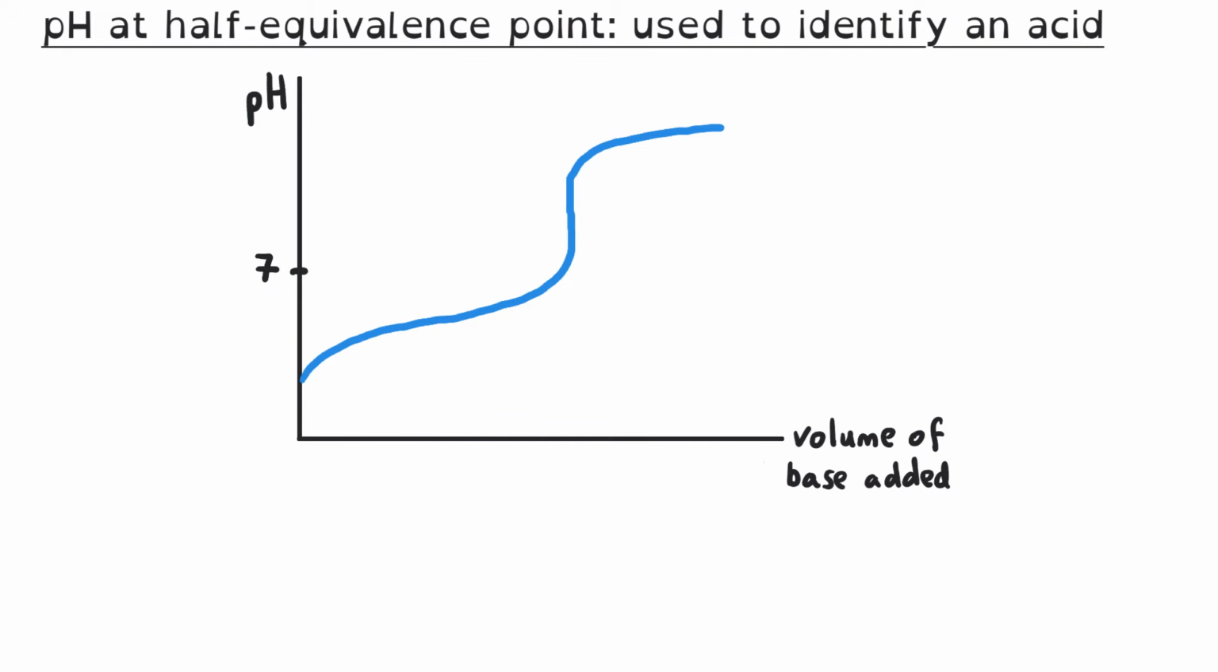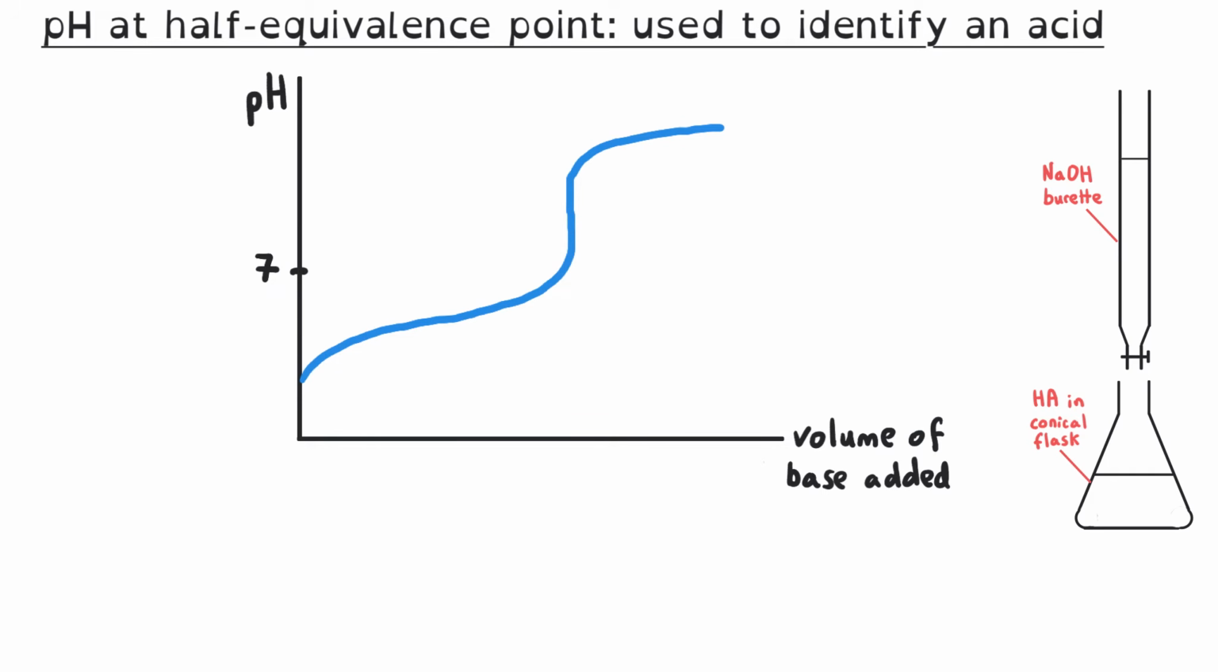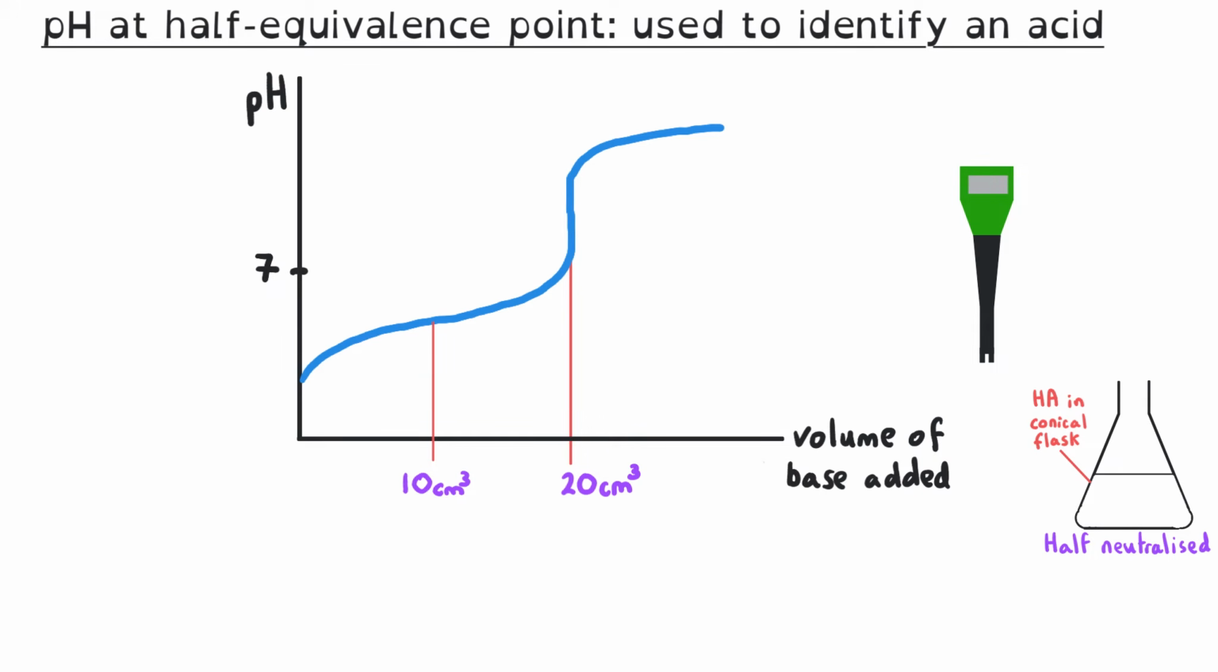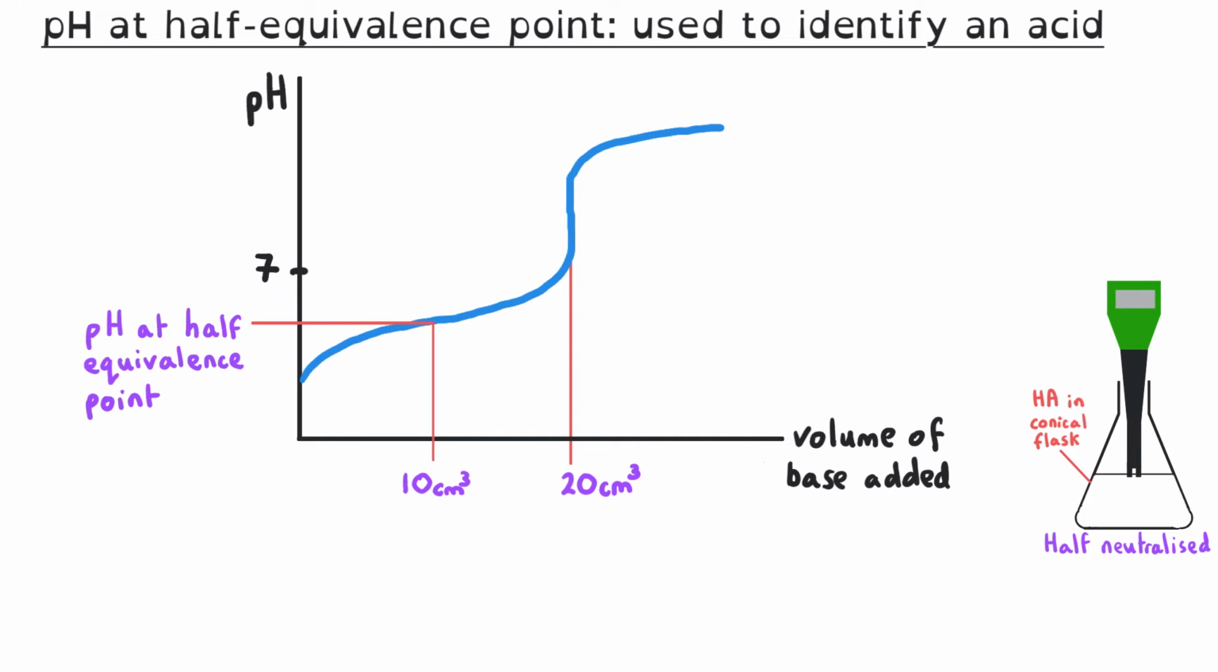You can carry out an acid-base titration in order to identify an acid using the half equivalence point. You would do a titration once with an indicator and use the indicator's colour change to work out the volume of base added to fully neutralise the acid at the equivalence point. For instance, we might find 20 centimetres cubed of base was needed to neutralise the acid. And then you'd repeat the titration, only this time you'd add enough base to precisely half neutralise the acid. So for my example, this would be 10 centimetres cubed. And then at this point you would use a pH probe, or you might call it a pH meter, to measure the pH at the half equivalence point.